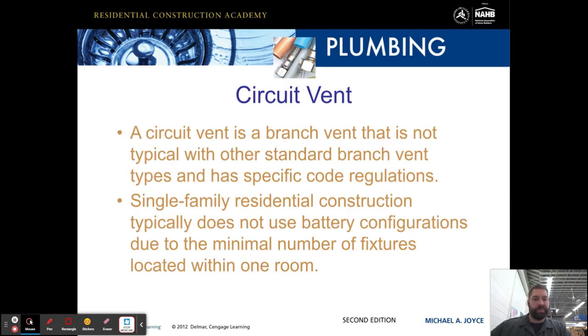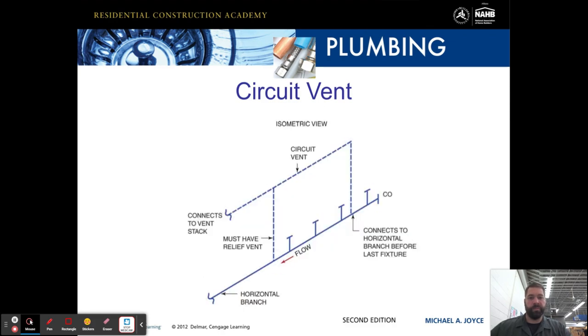A circuit vent is a branch vent that is not typical with other standard branch vent types and has specific code regulations. Single-family residential construction typically does not use battery configurations due to the minimal number of fixtures located within one room. So here's an isometric view of what a circuit vent looks like.